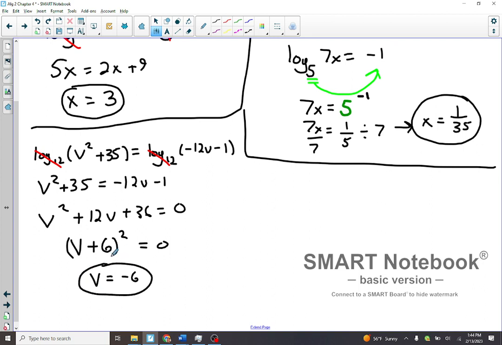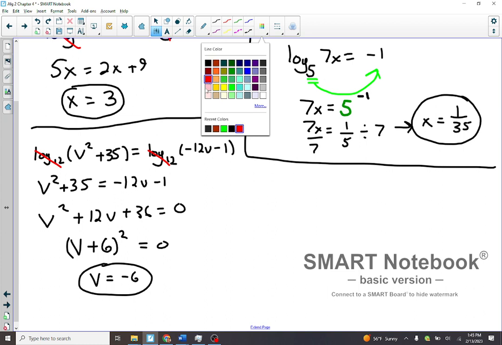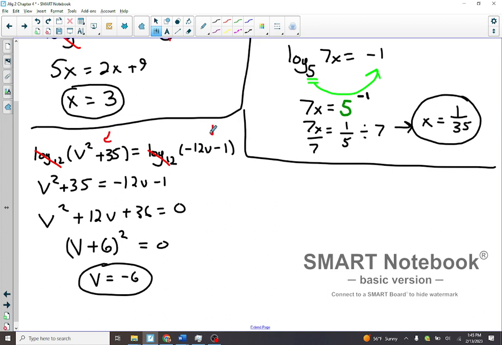But before we could confirm that's an answer, we need to check something. We need to check if inside of the logs it causes a negative. So I'm going to plug it into both of these. Oh, wait, it's the log itself? It's not the actual number you get at the end, right? No, it's the number you get at the end. If it's negative, it's a problem.